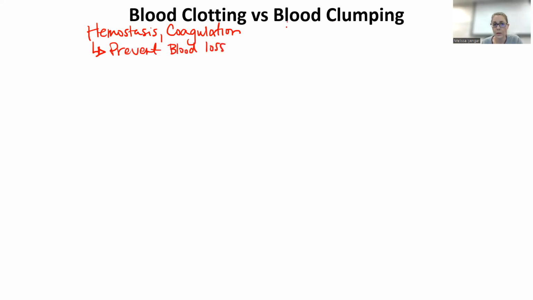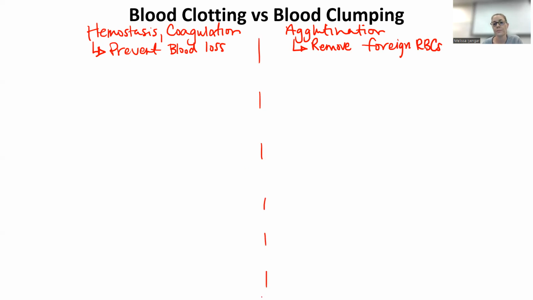In blood clumping, this is called agglutination. And this is actually an immune response. It's one of many types of immune responses, but it's an immune response where basically you are going to remove foreign cells. In this case, it's foreign red blood cells, okay? So there's a clear division between these two processes.